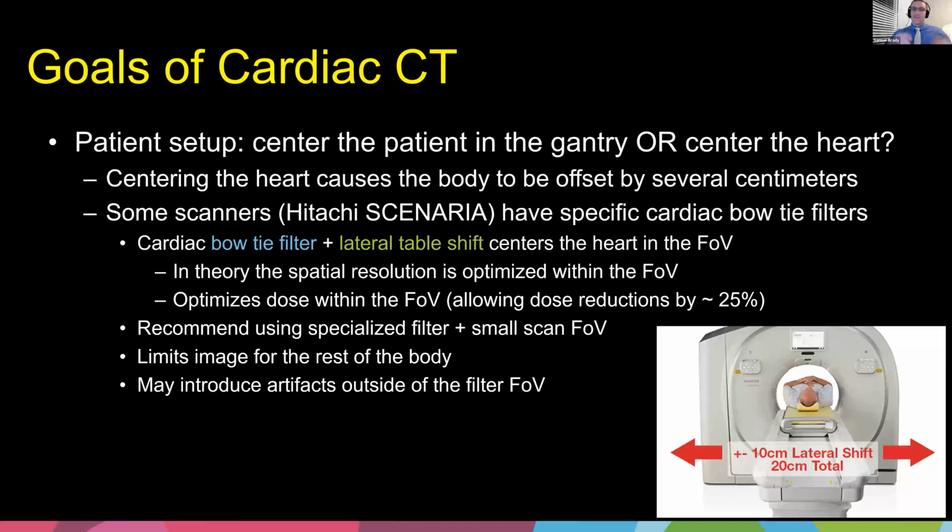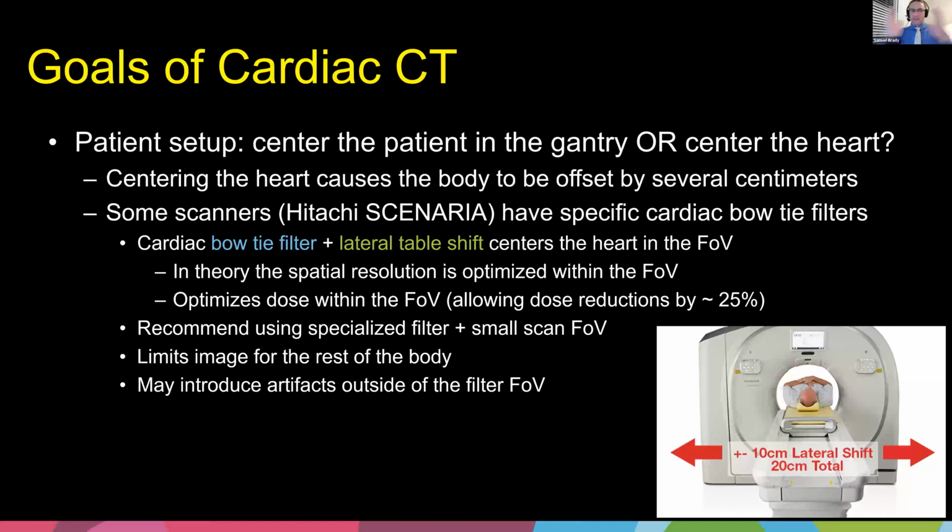That said, if you're using a traditional body bow tie filter, it's contouring the dose and the image quality to the shape of your body. And so by putting the body centered, it's going to get you the best image quality at the center and the best dose optimization at the center and the sides.